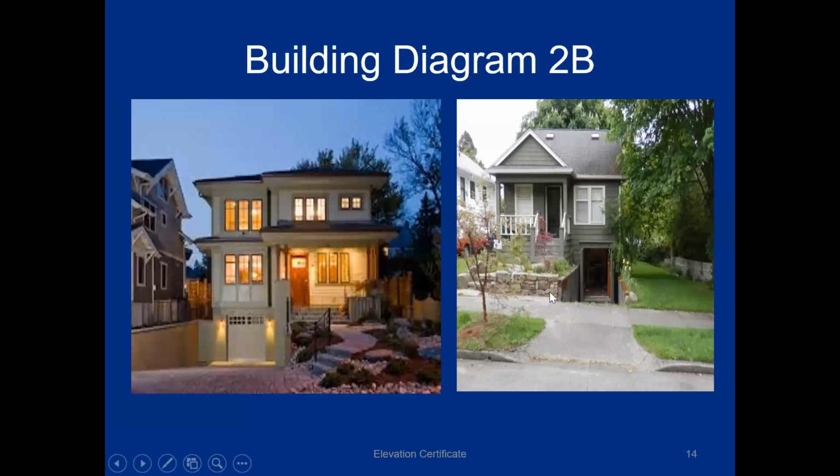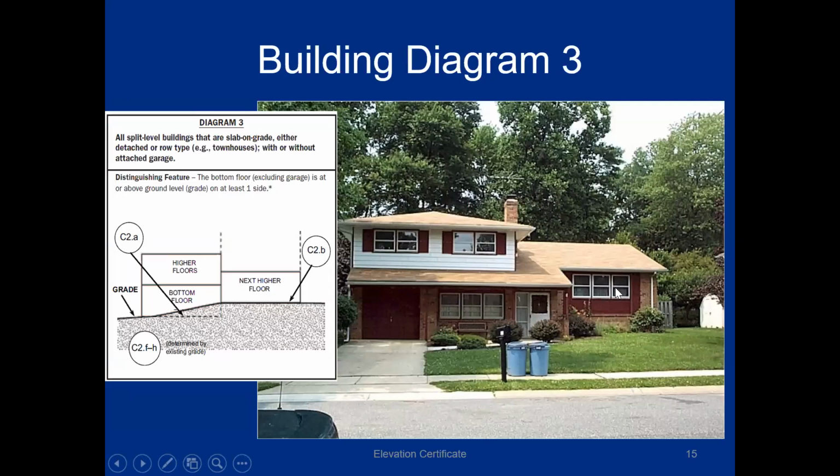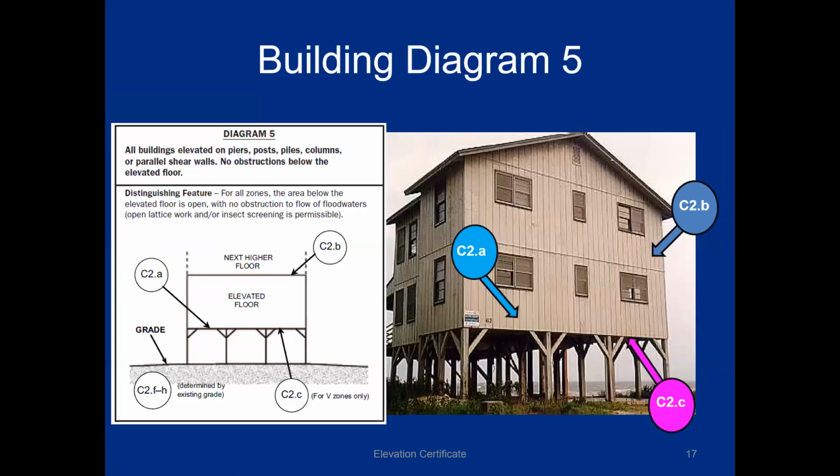By building diagram 2B, here's 3, I already did that. And here's 4, I already did that. So we're up to building diagram 5. Here's a structure with a distinguishing feature. It's on piles or columns or posts of some kind here. Like it says, for all zones, the area below the elevated floor is open with no obstruction to flow of flood waters. So this would be something that would be required in a V zone, but you might also see this in an A zone. I see a lot of structures in A zones that are constructed this way. In Massachusetts, if the area is also a coastal dune, it might be required that the structure be built like this.